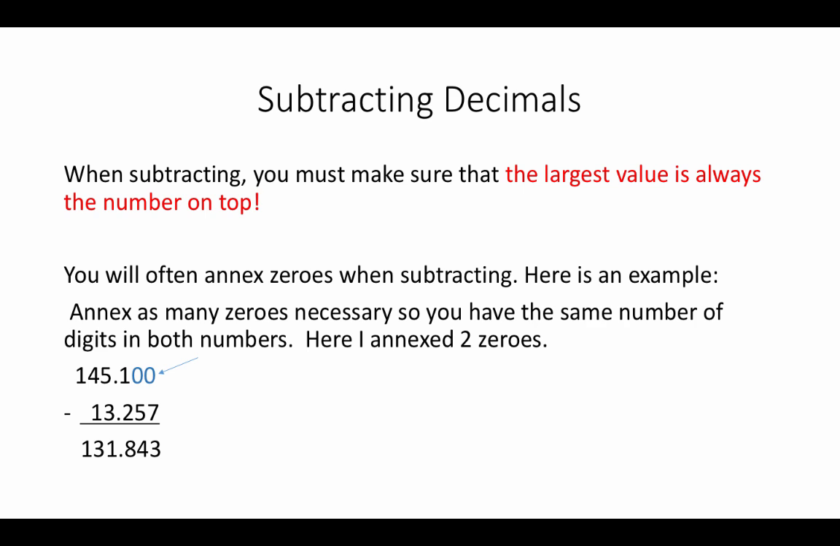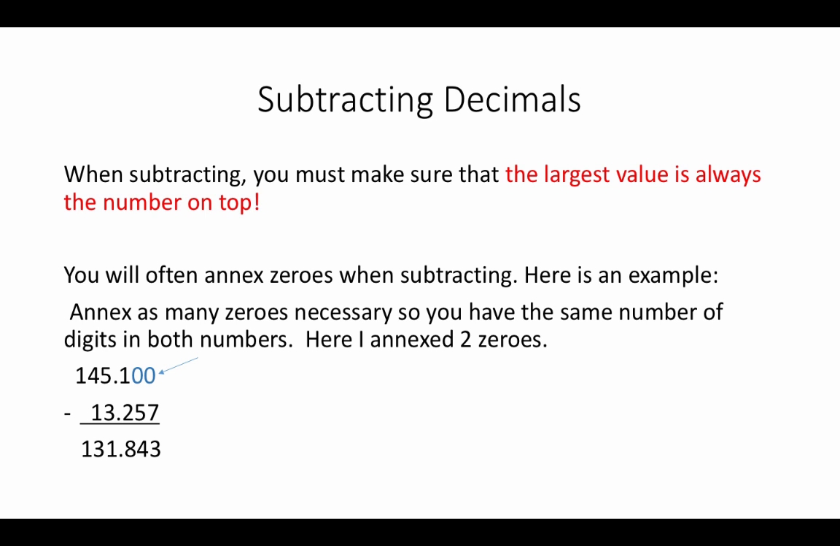All right, subtracting decimals. The most important thing is you're going to need to make sure that the largest value is always the number on top. That can be confusing if you have a smaller value number that has more digits. So you're always going to look at the whole number. Whichever number has the largest whole number is the number on top. So you'll often annex zeros when subtracting. Here's an example. Annex as many zeros as necessary so you have the same number of digits in both numbers. So if you see, I have 145 and 1/10 minus 13 and 257 thousandths.